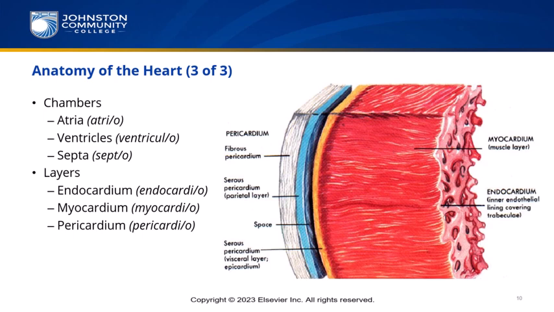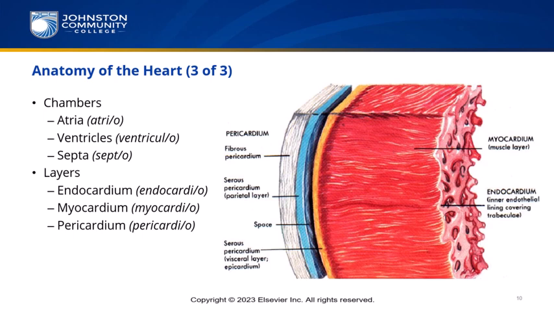Remember, inter is our prefix for between, atrio is our combining form for atrium, and al is our suffix for pertaining to. Same with ventriculo means ventricle. Aside from the 4 chambers, the heart is composed of 3 layers.